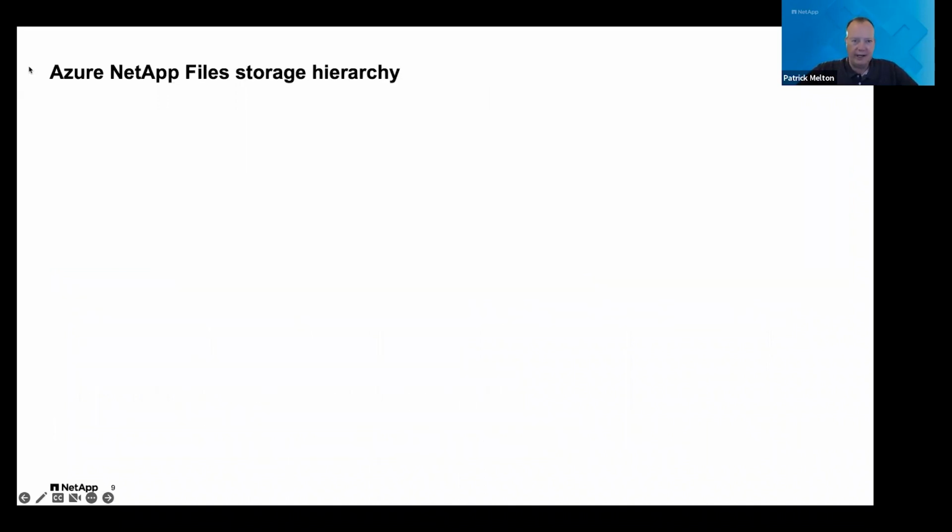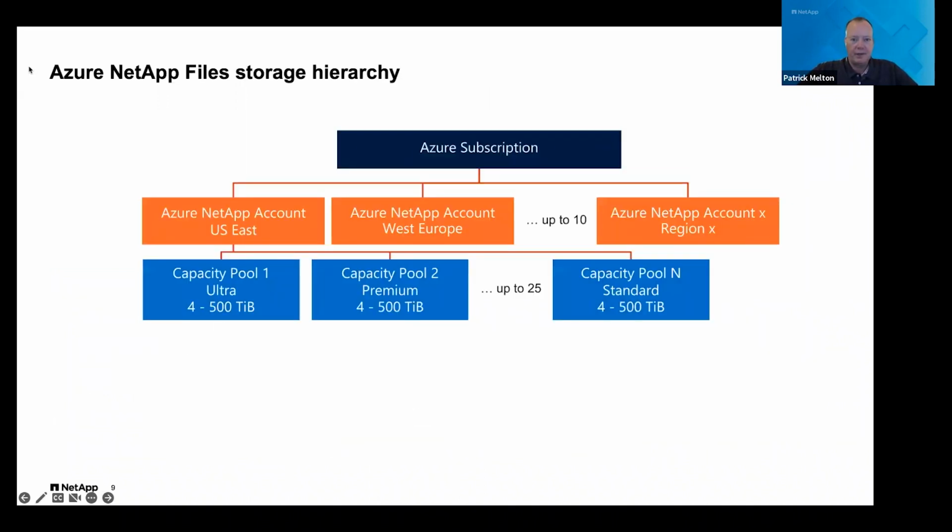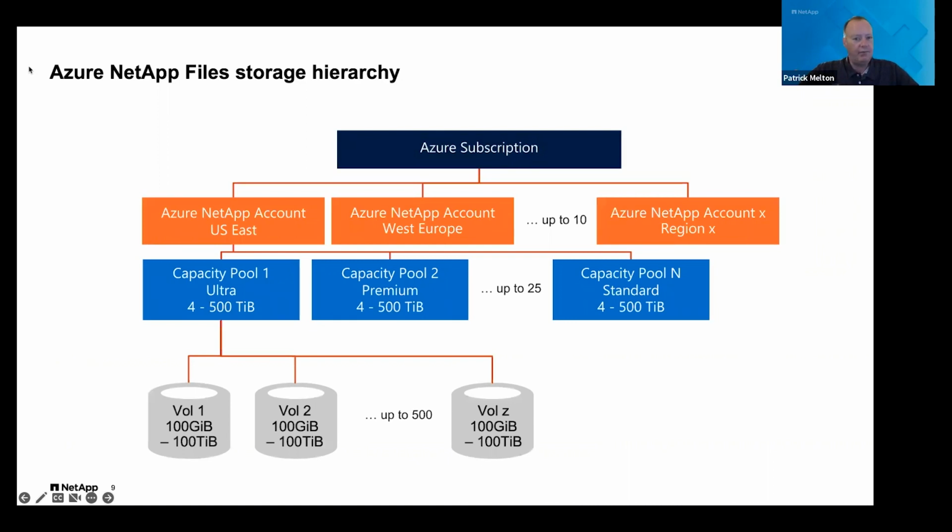What's the hierarchy look like? The hierarchy looks like, of course, it's Azure. We have to have a subscription. From underneath the subscription, you have to have a NetApp account. That is a regional-based account. You can have up to 10 regional accounts per subscription. That's a soft limit that can be raised by a ticket through support with Microsoft.